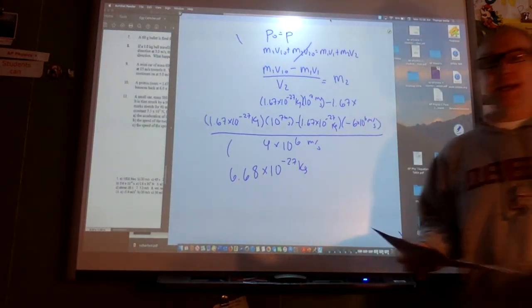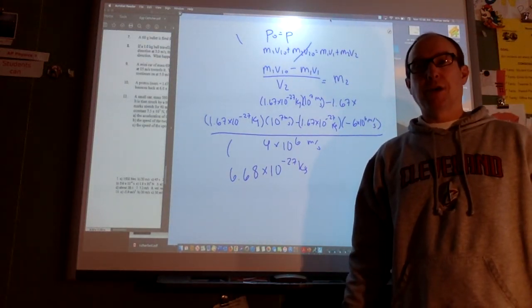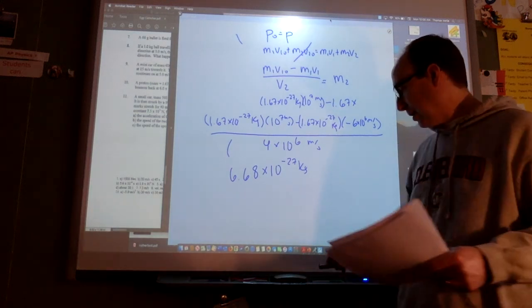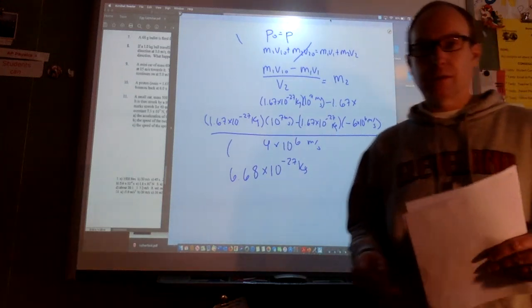And this leads into our next thing. So we're going to do charge next. So in electricity, having protons in there is going to be useful.